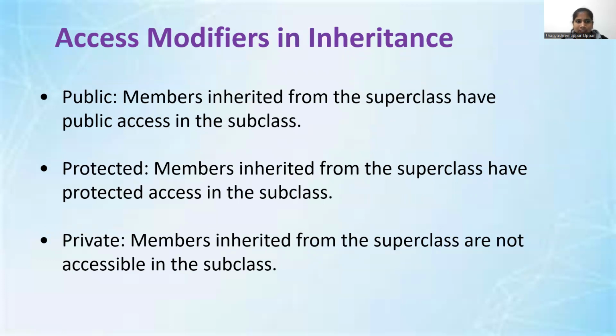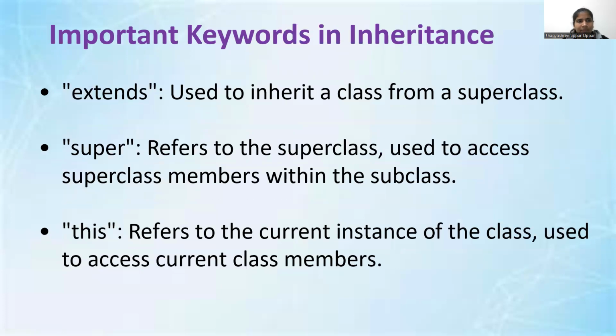Access modifiers in inheritance. Public members inherited from the superclass have public access in the subclass. Protected members inherited from the superclass have protected access in the subclass. Private members inherited from the superclass are not accessible in the subclass.